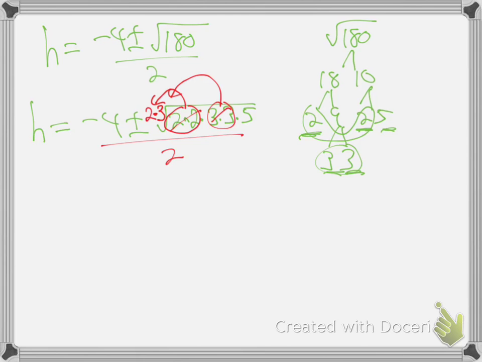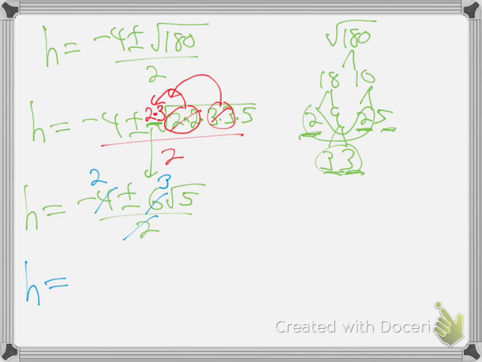And so we get h is minus 4 plus or minus 6, right? 2 times 3 is 6. Root 5 all over 2. And now just divide both those by 2. The 2 goes into the 4 2 times and into the 6 3 times. So we get h is minus 2 plus or minus 3 root 5. The 2 on the bottom is gone. It just divided into the 4 and into the 6.